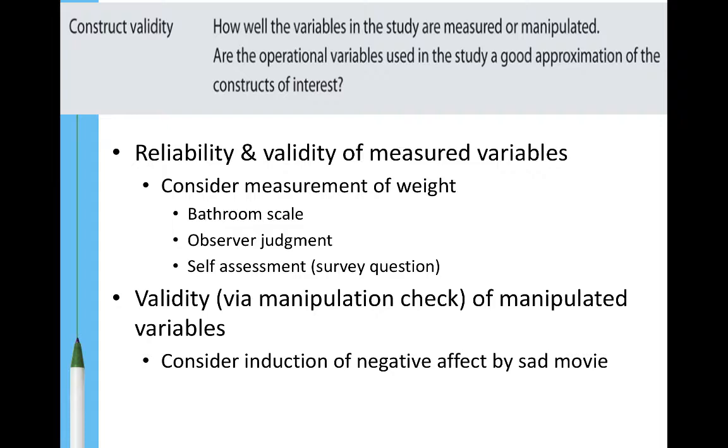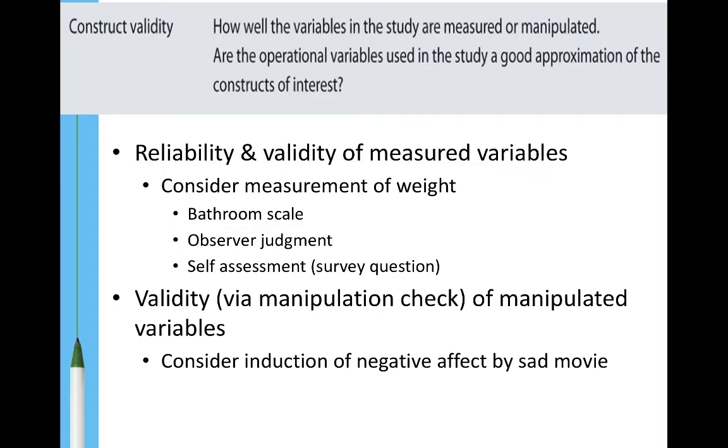Validity of manipulated variables. We were talking about reliability and validity for measured variables already. For manipulated variables, what we want to know is, did the manipulation do what it was supposed to? So we want people to feel sad. We show them a sad movie. If it worked, people will feel sad, compared to a movie that's either happy or just neutral.